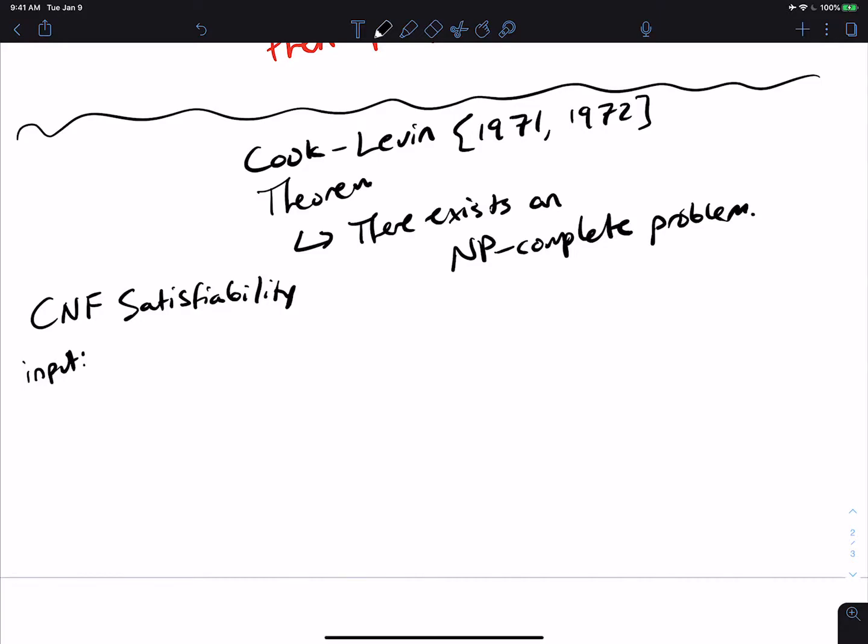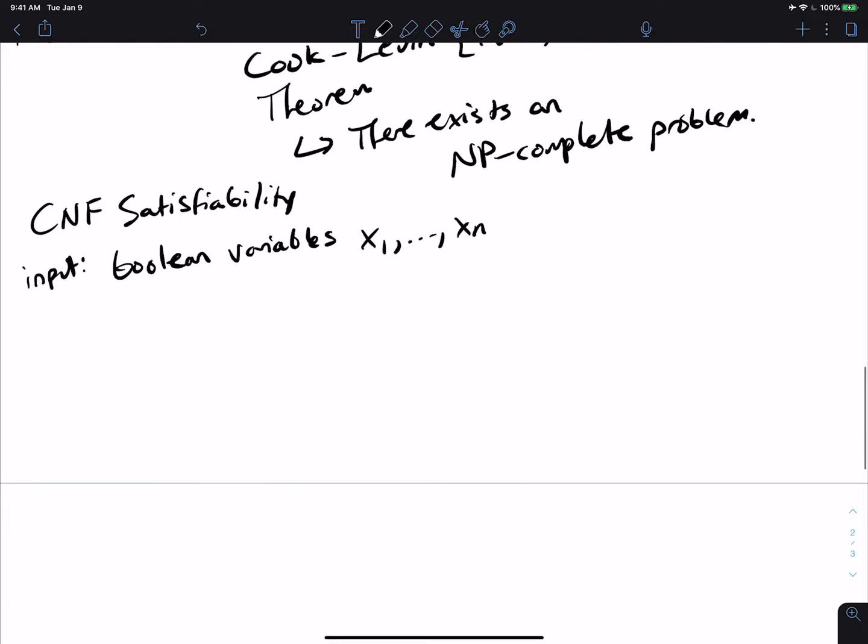We're going to be given as input a bunch of Boolean variables, and let's call them x1 up to xn, and we're going to have Boolean operations, the usual ones. We can AND two variables, we can OR two variables, and we can NOT a single variable.